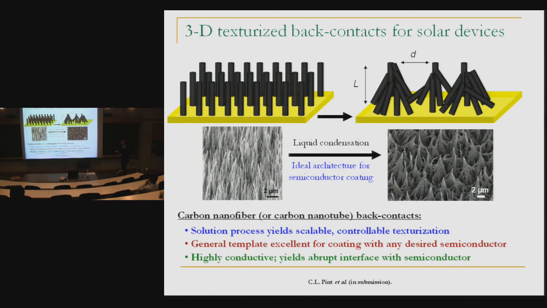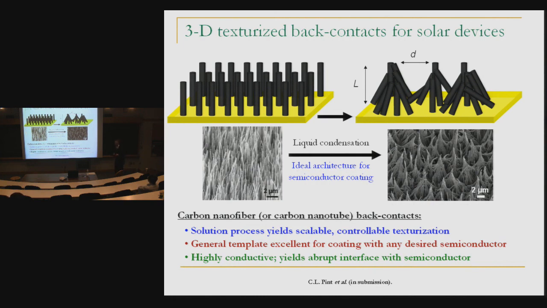But what you can do is tailor both the length of the carbon nanofiber, the density of the carbon nanofibers, as well as the surface tension of the liquid in order to make anti-reflective device architectures, as sort of bottom-up templates to build up solar devices. And so this is what I've done here. This is the aligned carbon nanofiber array, and these are the texturized carbon nanofiber arrays.